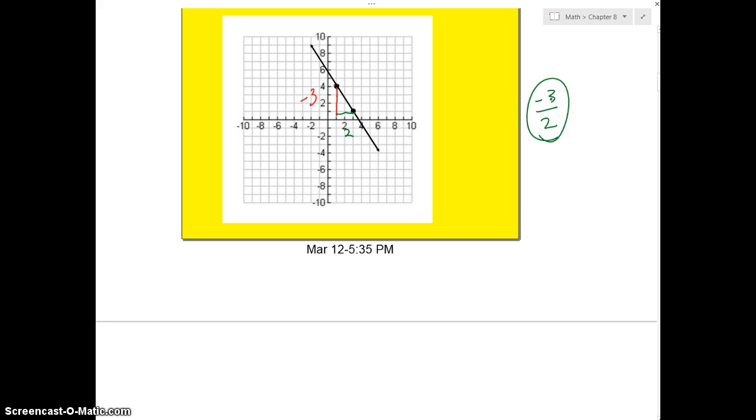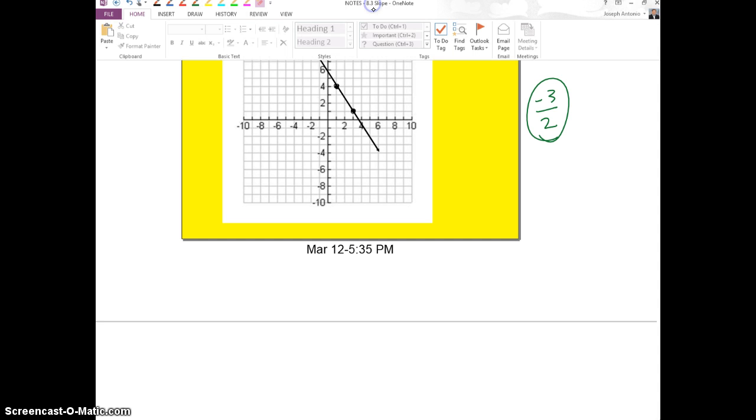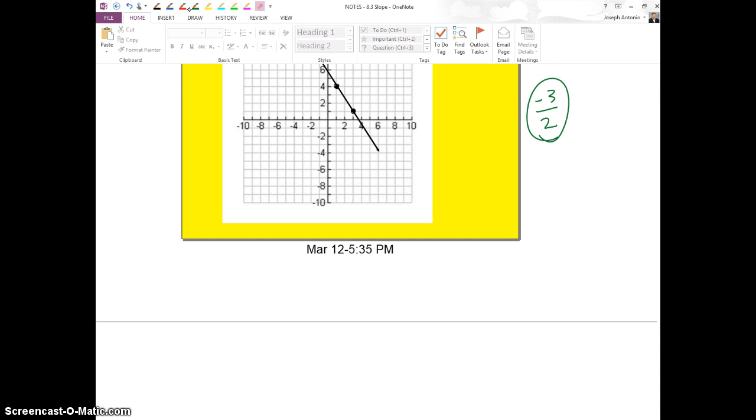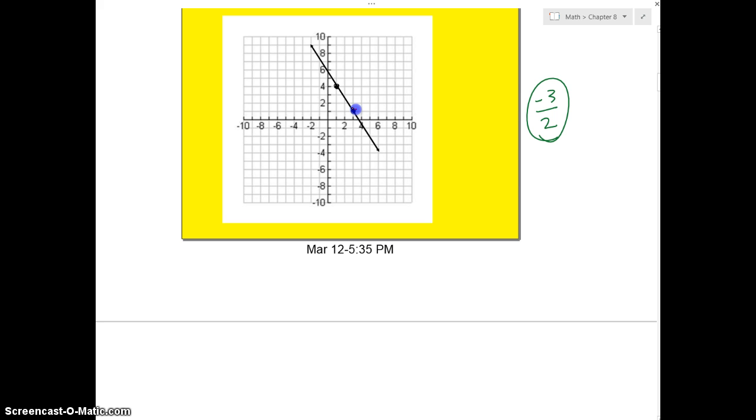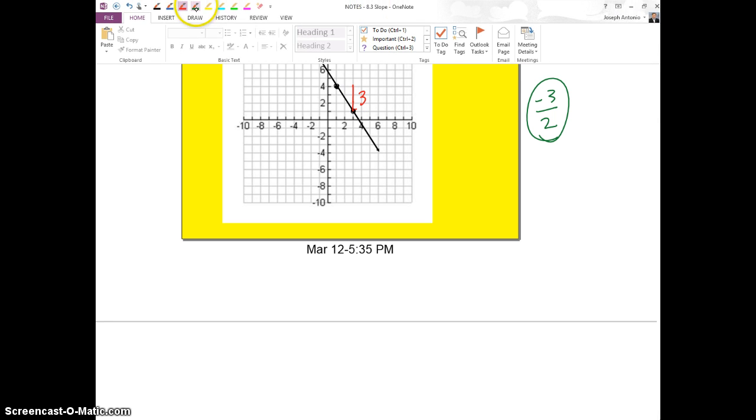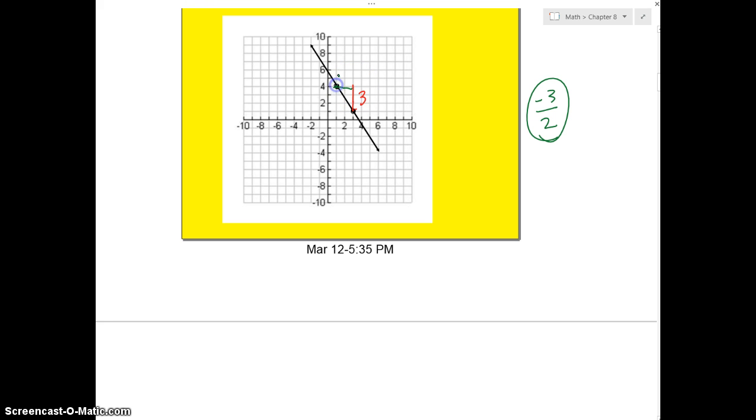If, let's say I did it the other way, and I started from the bottom point, I would say, well, I went up, let's see, 1, 2, 3, vertical change is 3, left it goes 1, 2, that's negative 2. It's rise over run, so it'd still be 3 over negative 2, which gives me the same.